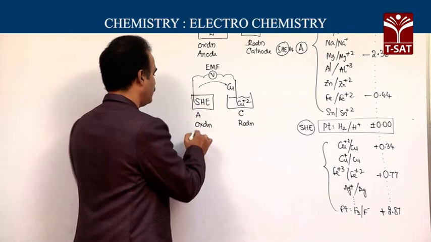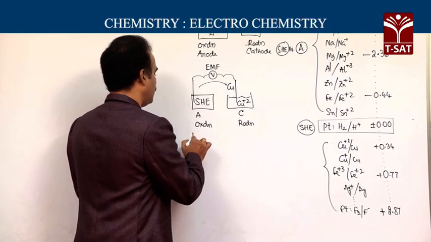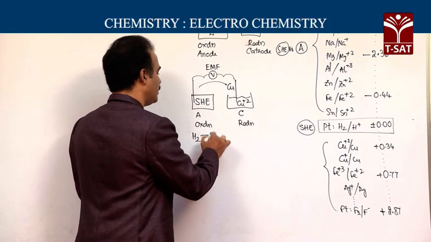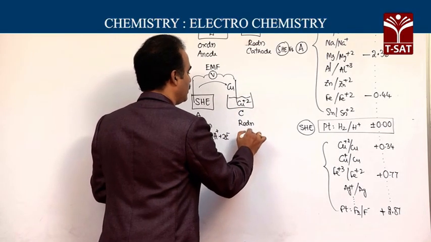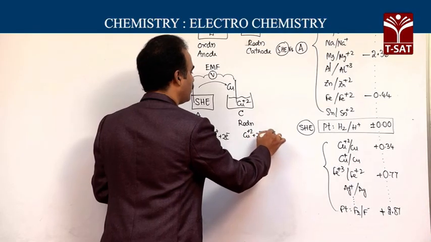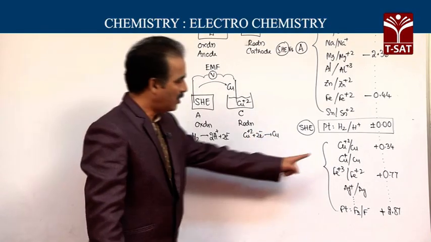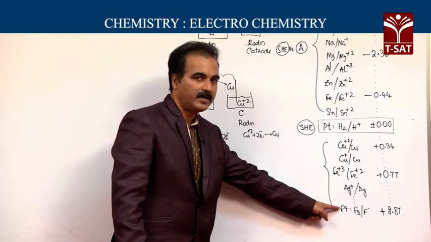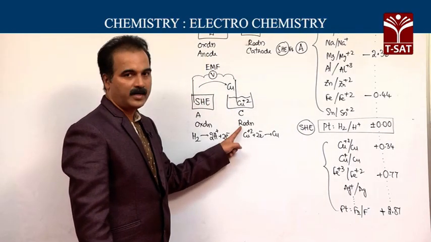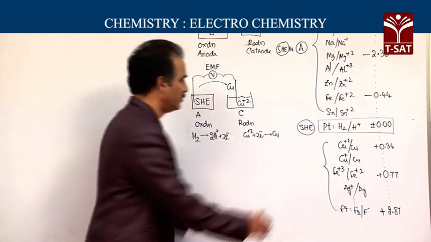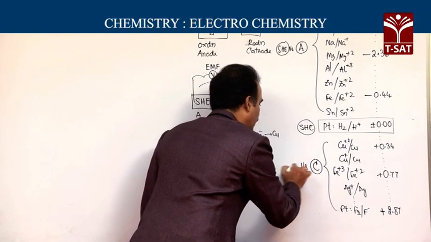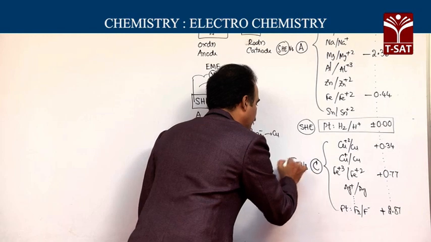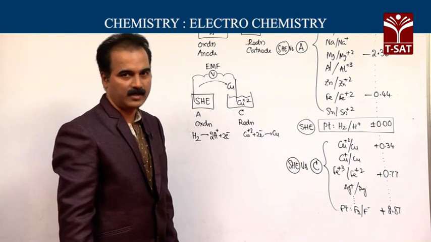Here, do you know what the oxidation reaction is? H2 becomes 2H plus and 2 electrons, and here copper 2 plus takes up the 2 electrons and undergoes reduction to copper. So, all these electrodes when connected to SHE undergo reduction, so they act as cathodes. All these electrodes are acting as cathodes against SHE, with respect to the standard hydrogen electrode.